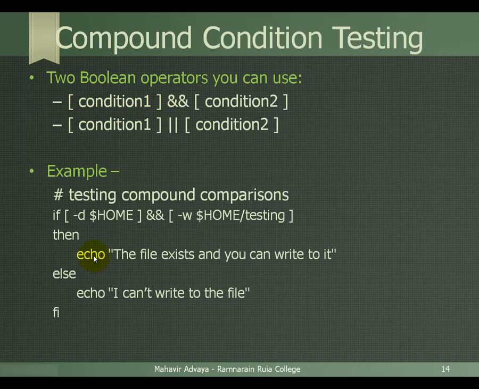So here's an example. So here, if the directory home exists and under the directory home there is a testing directory, then it will display that file exists and you can write to it. So it checks whether the file exists and it is writable or not. So if it is not, then it will display the error. So similarly, you can use OR condition for checking various conditions in if statement.